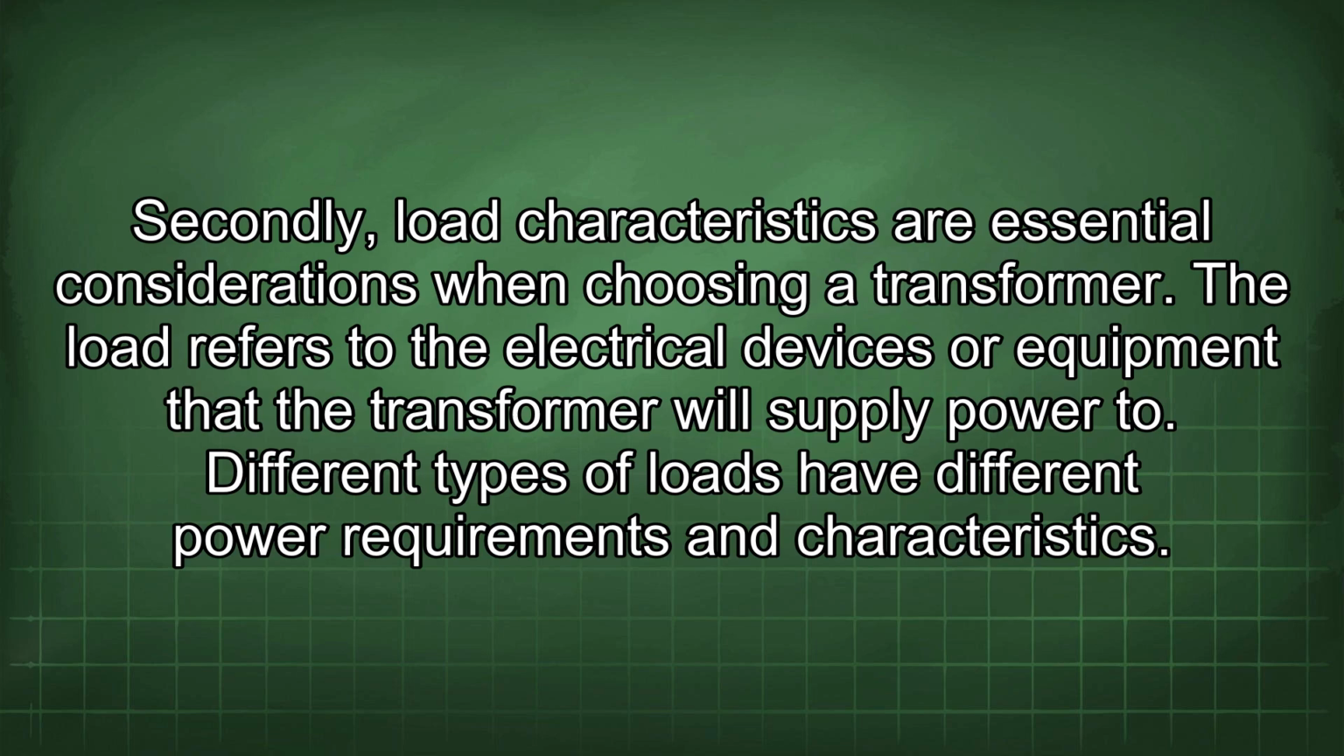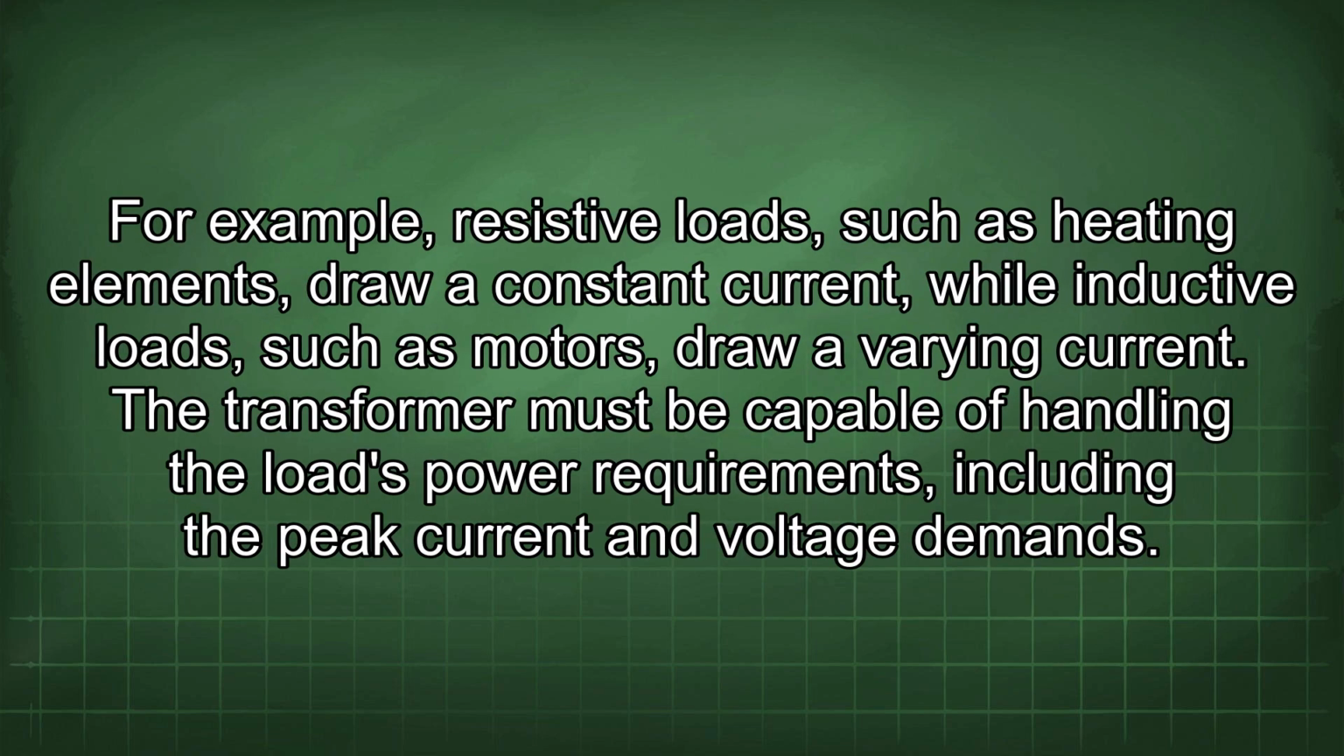Secondly, load characteristics are essential considerations when choosing a transformer. The load refers to the electrical devices or equipment that the transformer will supply power to. Different types of loads have different power requirements and characteristics. For example, resistive loads, such as heating elements, draw a constant current, while inductive loads, such as motors, draw a varying current. The transformer must be capable of handling the load's power requirements, including the peak current and voltage demands.